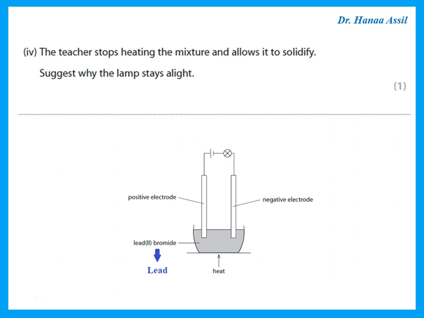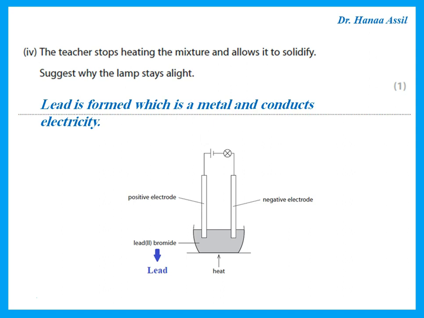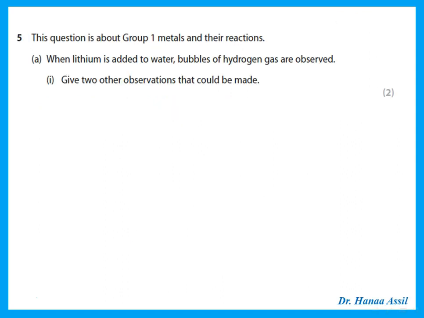Now, if I leave it to solidify, then all of the substance in the crucible is now lead metal. And of course, metals conduct electricity. So lead is formed from the electrolysis, and this is a metal that conducts electricity.